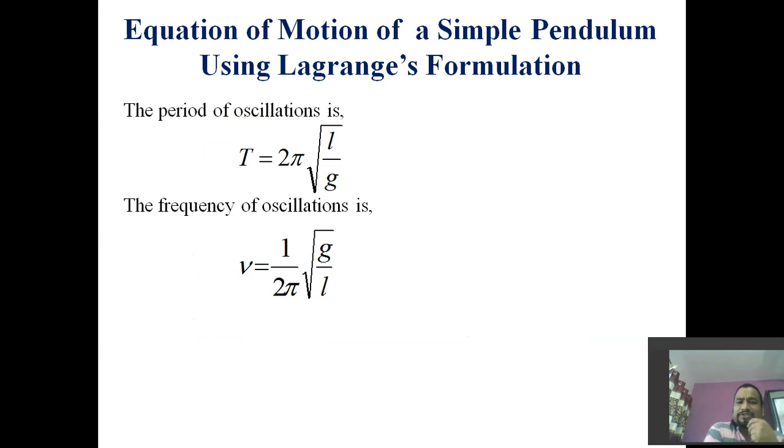The period of the oscillation of the mass is T equal to 2π √(l/g), and the frequency of oscillation is ν equal to 1/2π √(g/l). Okay, we stop here.